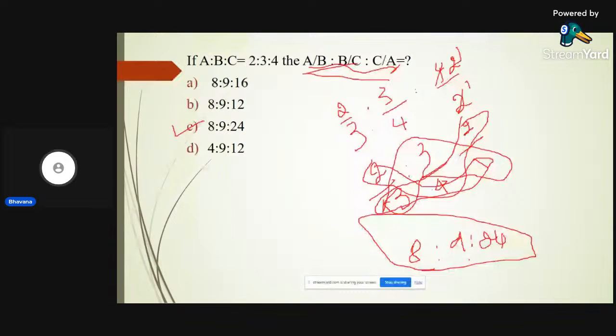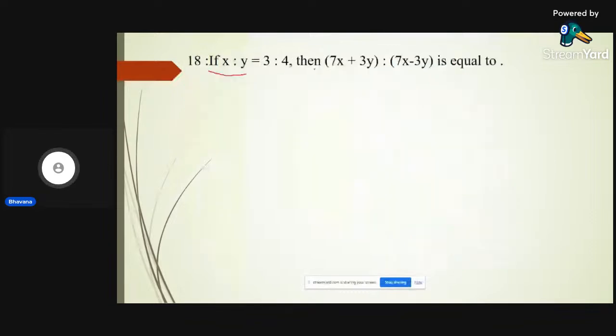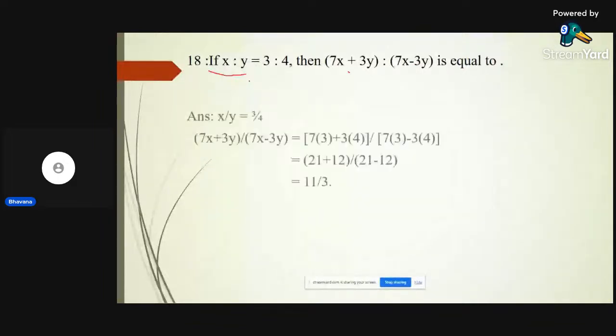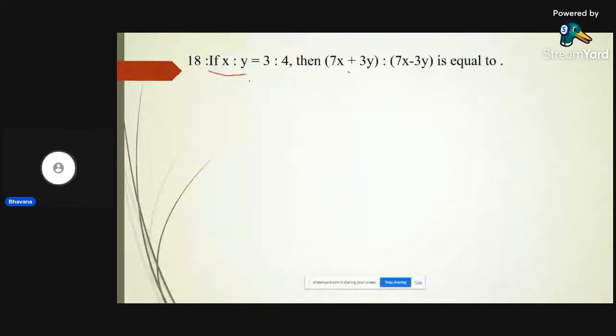Okay. Next question. If x is to y equals 3 is to 4, then 7x plus 3y over 7x minus 3y. Just solve this question and tell me the answers in the comment box. What is the answer for this question?